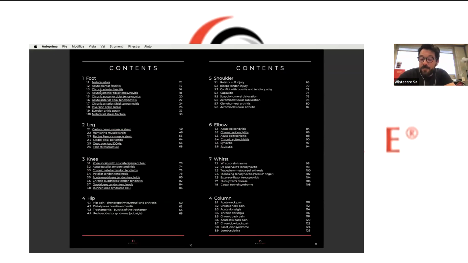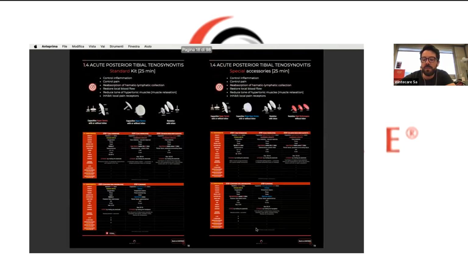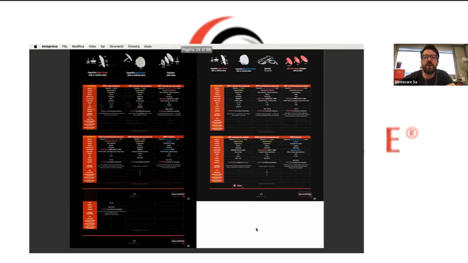For instance, unfortunately, we don't have the protocol for piriformis syndrome, but we could take some examples, like the lumbosciatica, which can probably give us an idea of the treatment we could perform.